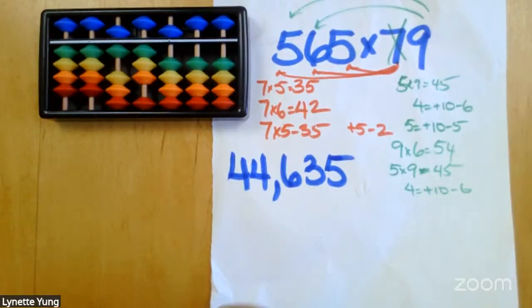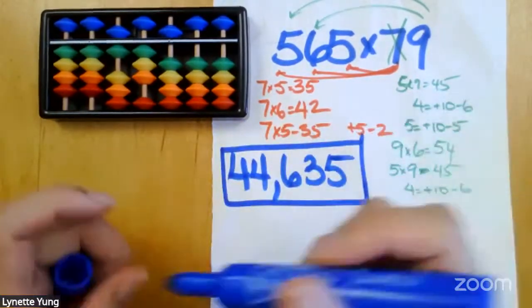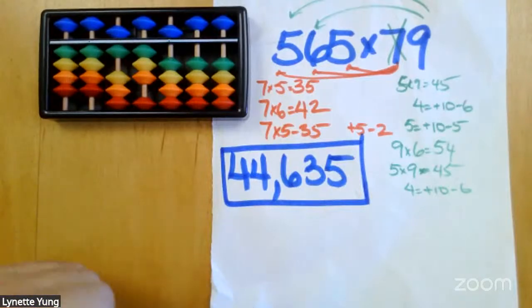635. I've got to try not to say the 'and.' 635. Yep. 44,635. I got it. Yes, you did. Yeah, I like that.